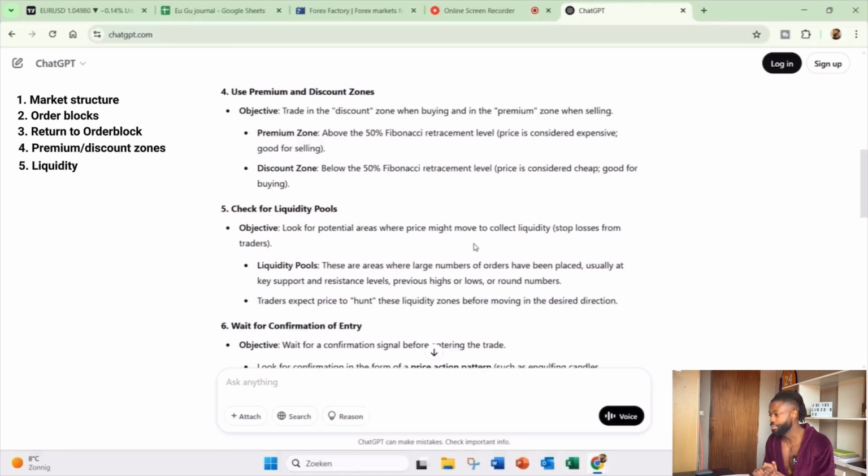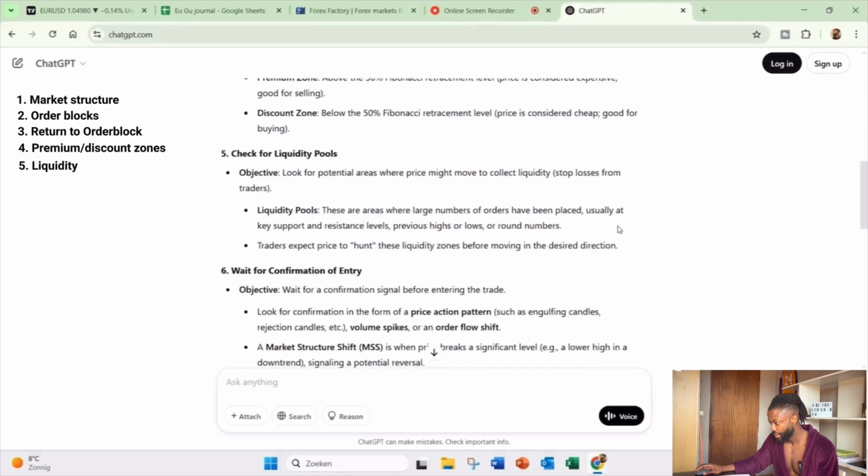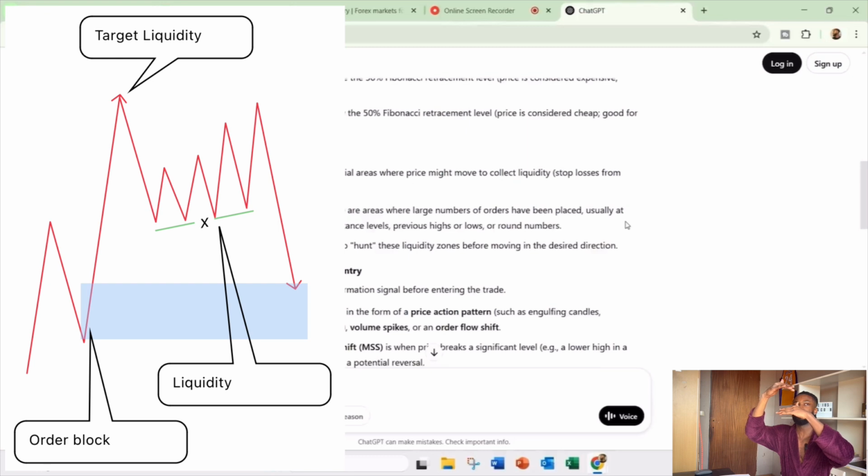Check for liquidity pools. Objective. Look for potential areas where price might move to collect liquidity, stop losses from traders. Okay, so I assume you first want to look for an order block, and then you want to wait for liquidity to be built right above the order block. So yeah, that's basically what I do as well.